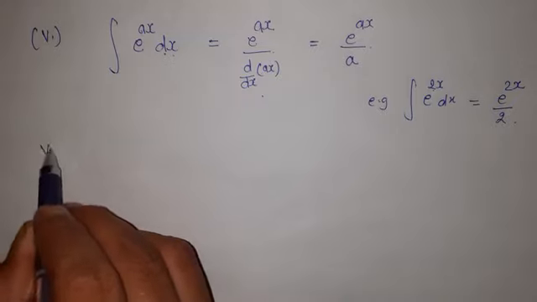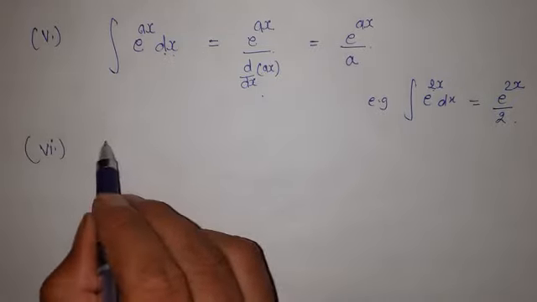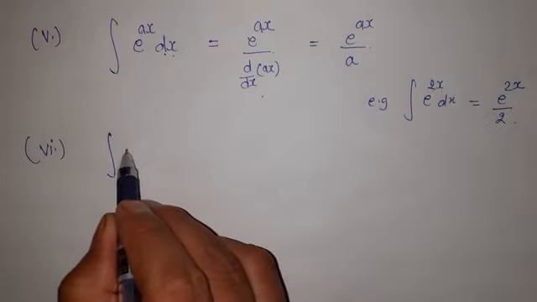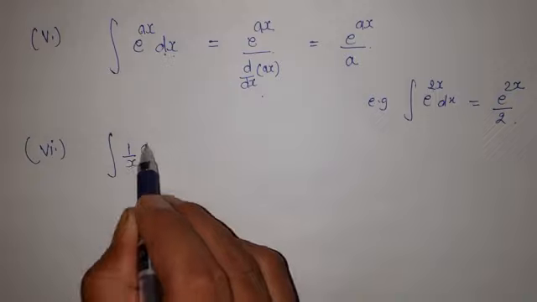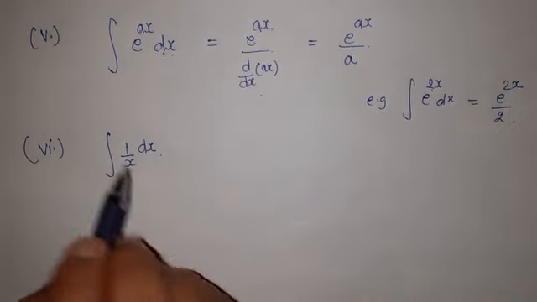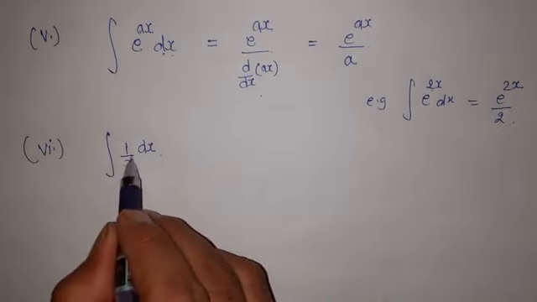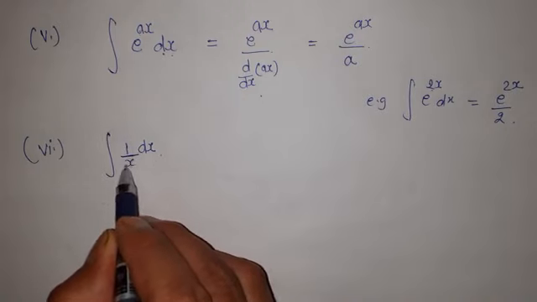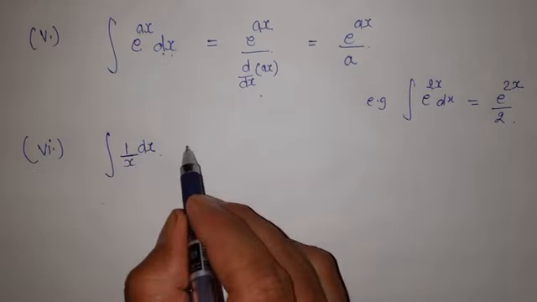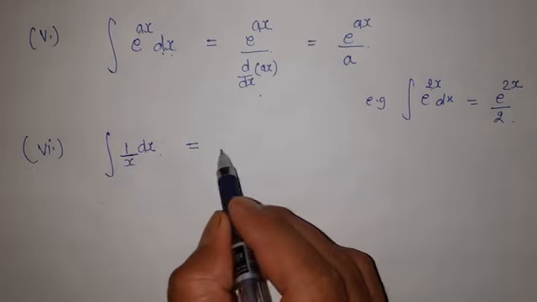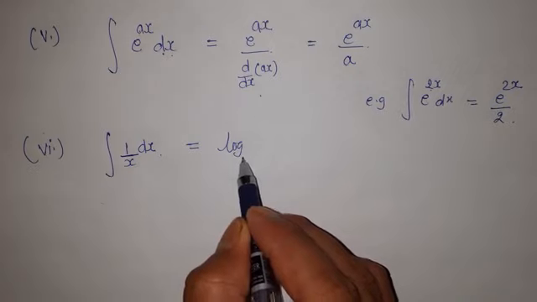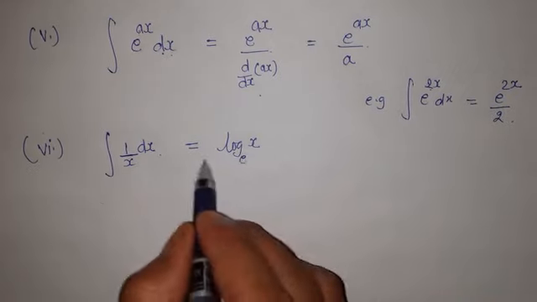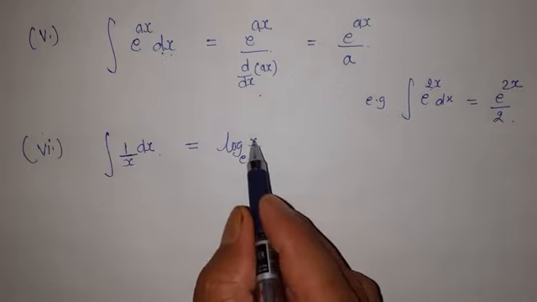Now the sixth point over here. The sixth point is that if we have the integration of 1/x dx, integration of 1/x dx. So see this one, without power we have written, it is having only one power. So you will make it as log of x to the base e. Okay, how will you write this one? It is log to the base e of x.